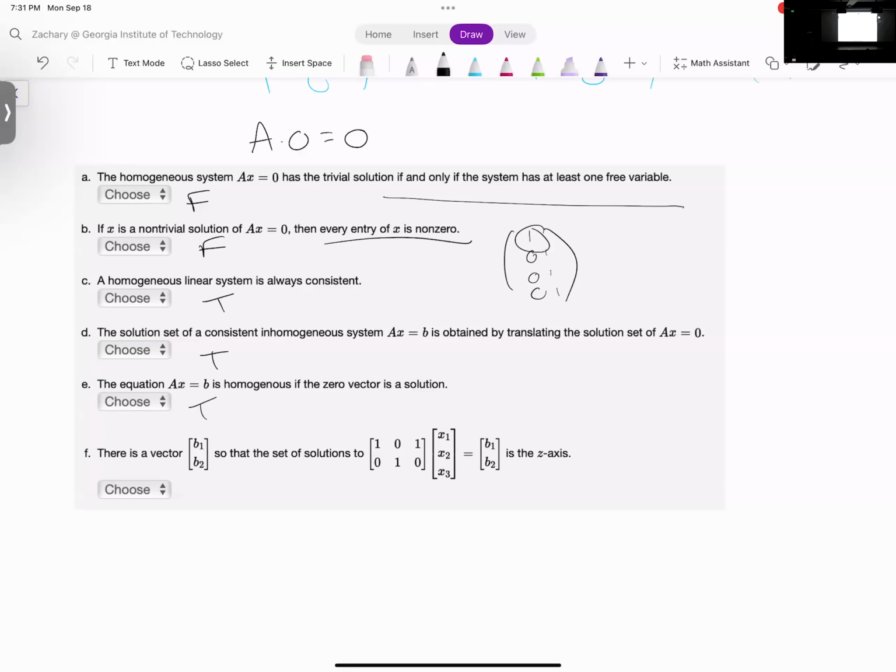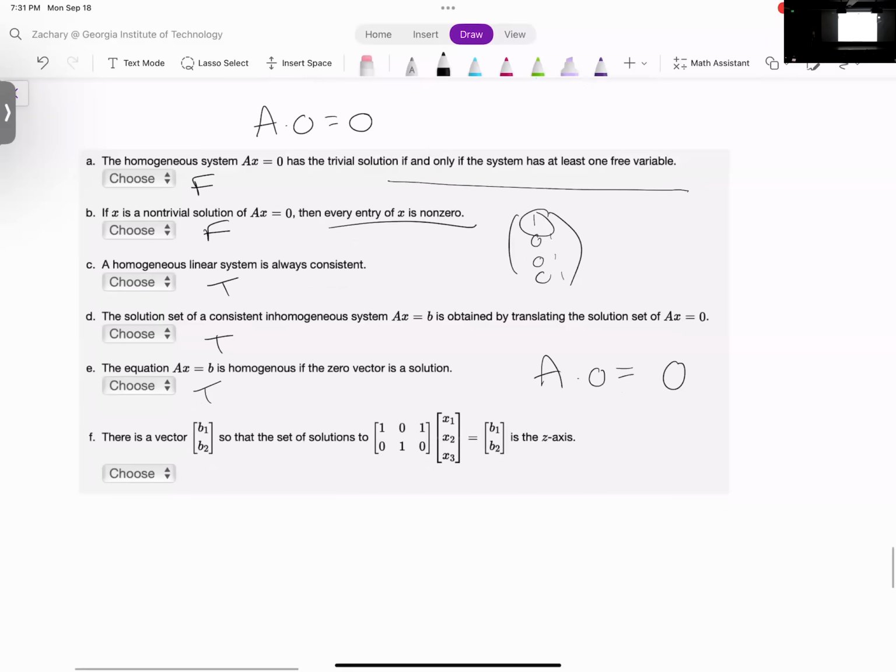Another way you can think about that: what is the only x I can pick such that a times x equals 0? Or sorry, let me rephrase that. If x is 0, what is a times 0 always? 0. So if the 0 vector is a solution, if I can use it for x to get b, I know I'll get 0 right off the bat.